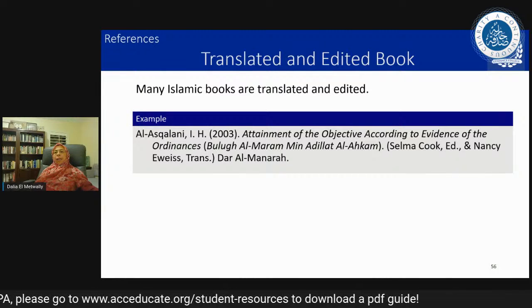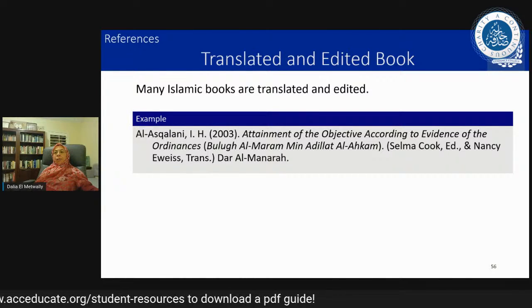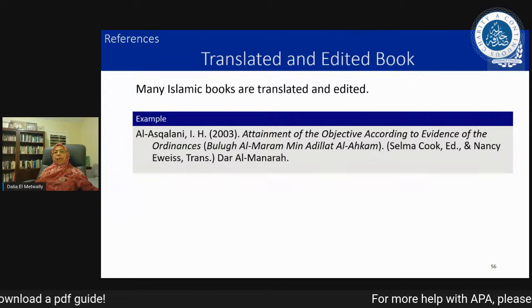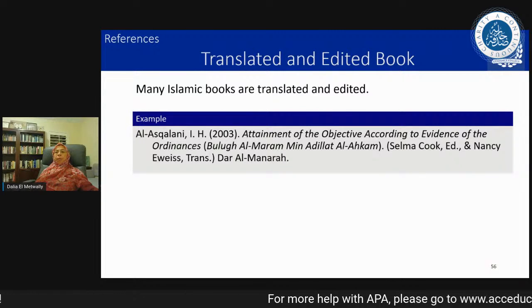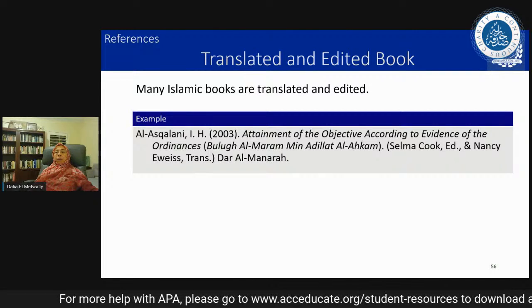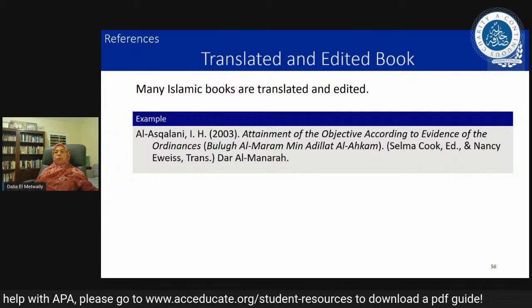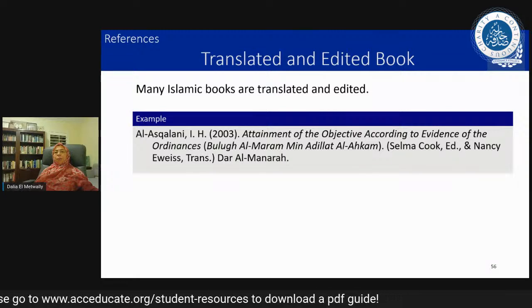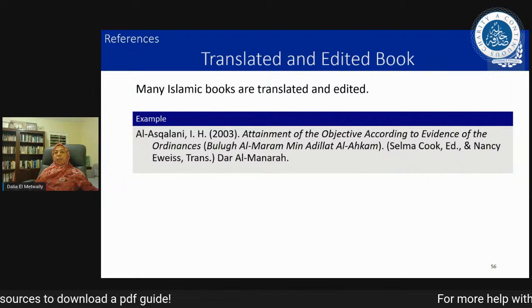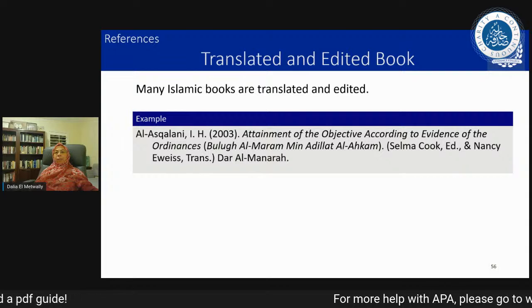And then you're going to have the editor's name. And in this case, we have not written the S Cook. We wrote Selma Cook because maybe there's another Cook. Cook is a very, very common name. So maybe there's another Cook elsewhere. And if you end up writing one name out, you'll need to write the other name out as well. You cannot write one name and then the initial of the second name.